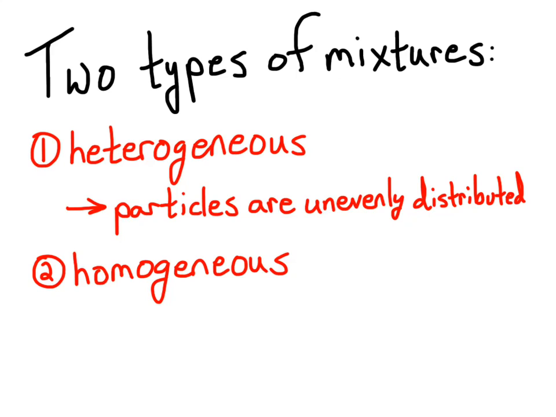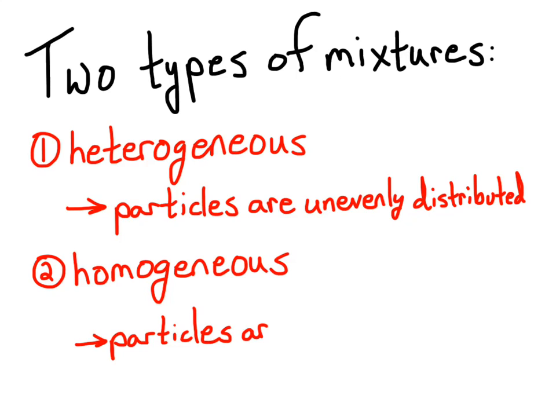So in one part of a particular heterogeneous mixture, you may have more of one type of particle than in another. And if you have two heterogeneous mixtures that have the same components, one of them may have different percentages of those components than the other. Hetero has a root that means different, and so heterogeneous mixtures are those mixtures that have unevenly or differently distributed particles.